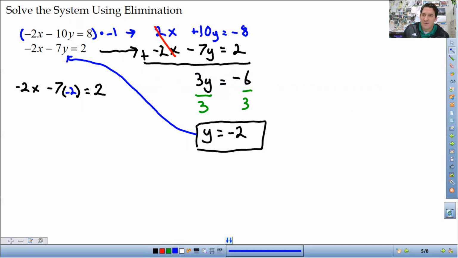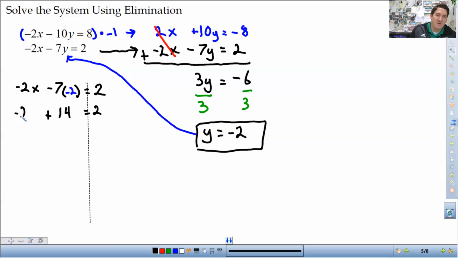And then solve. Be careful when you multiply here. Since this is -7 times -2, I'm going to treat that -7 as a -7. -7 times -2 is +14. So you get -2x plus 14. Next step, I'm going to subtract 14 from both sides. Get -2x is equal to -12.